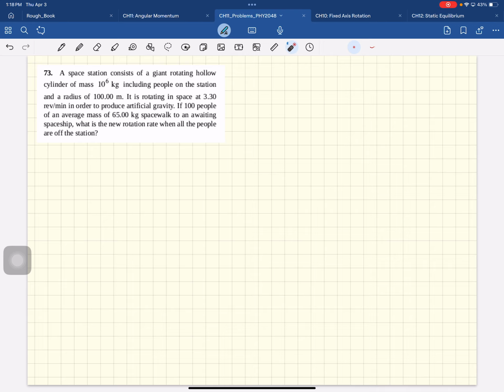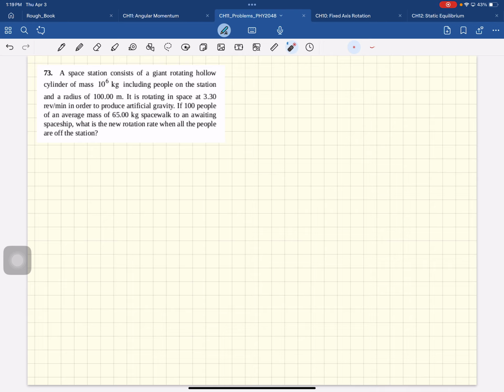So the space station would be a cylinder like this, and you're living here. This radius is 100 meters. So the cylinder would be from here to building 100. That would be the size of the building.